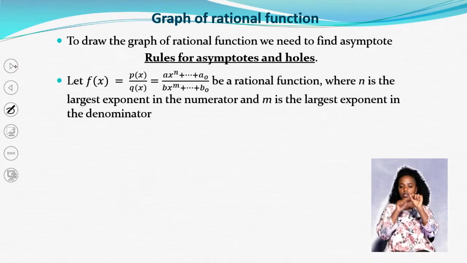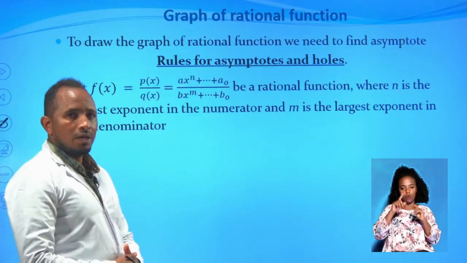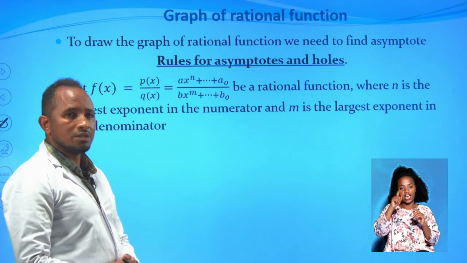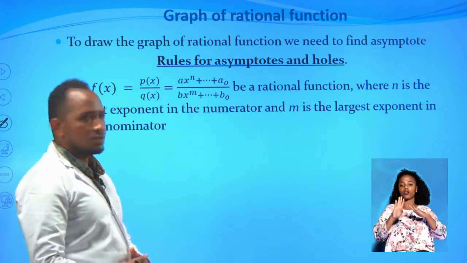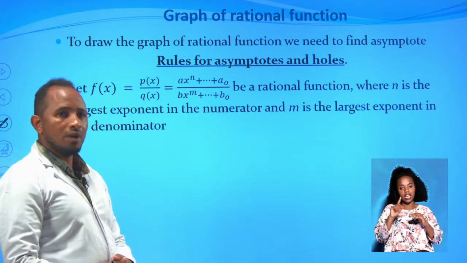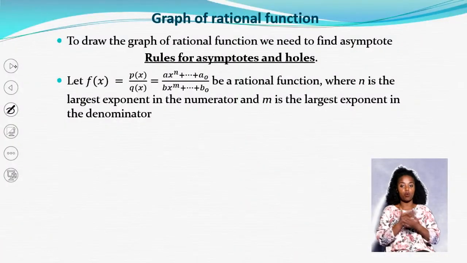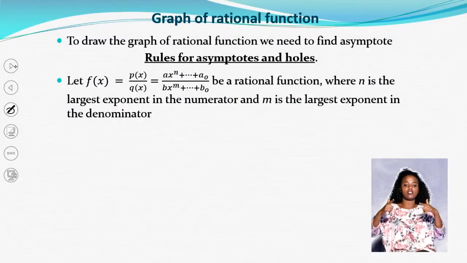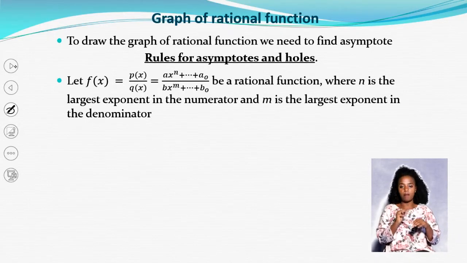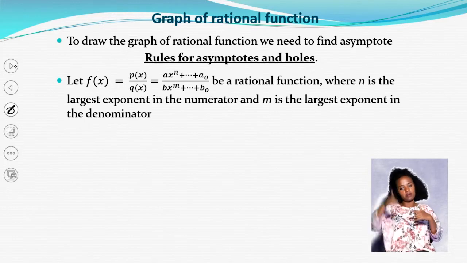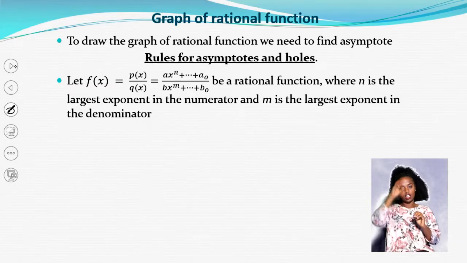Let f of x be p of x over q of x, where p of x is given by a x to the power of n plus up to a naught, and the denominator q of x is equal to b x to the power of m plus up to b naught, be a rational function, where n is the degree of the numerator and m is the degree of the denominator.